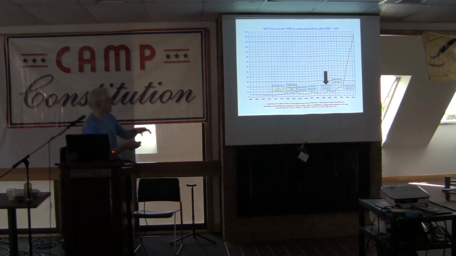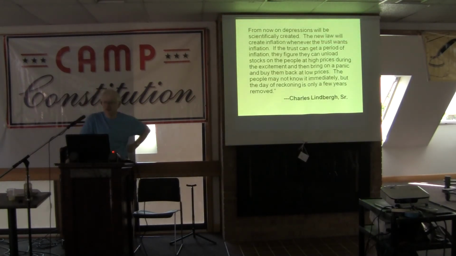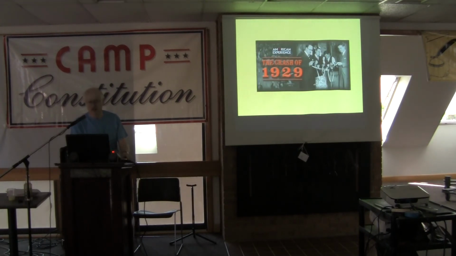See if he's right or not. Check it out. No inflation before the Federal Reserve, skyrocketing inflation afterwards. Continuing with his quote, if the trust can get a period of inflation, they figure they can unload stocks on the people at high prices during the excitement, and then bring on a panic and buy them back at low prices. The people may not know it immediately, but the day of reckoning is only a few years removed. Once again, words of prophecy. That day of reckoning was a stock market crash of 1929.